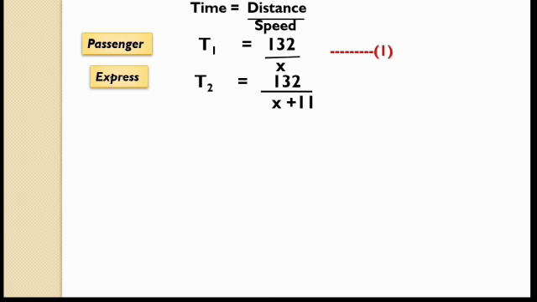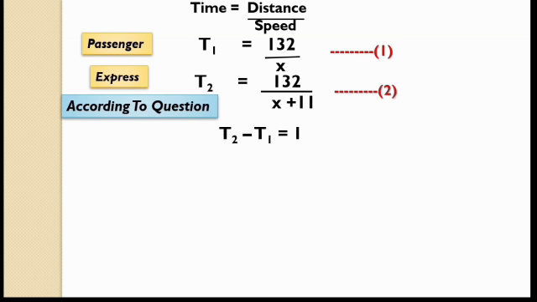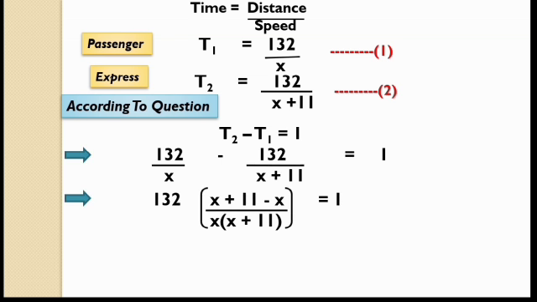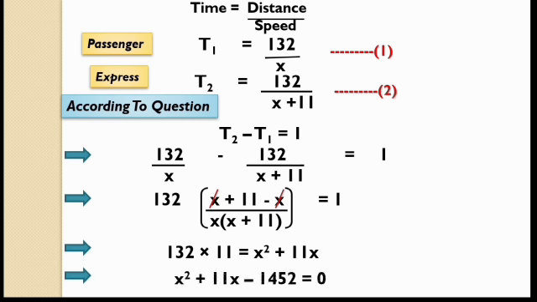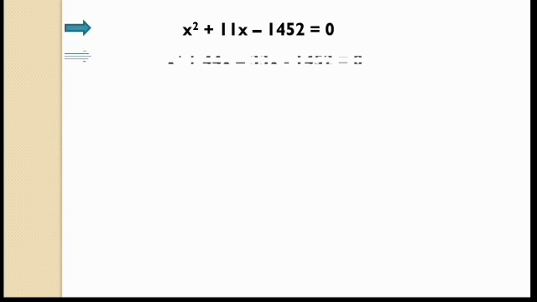And these are our first and second equations. And according to the question, t2 minus t1 is given 1 hour. Now we will substitute the values, then we will take 132 as common, then we will take LCM. Obviously this x cancels with this minus x, and we will get 132 into 11 equal x square plus 11x. After arranging terms, we will get x square plus 11x minus 1452 equals 0. Now we will factorize this.